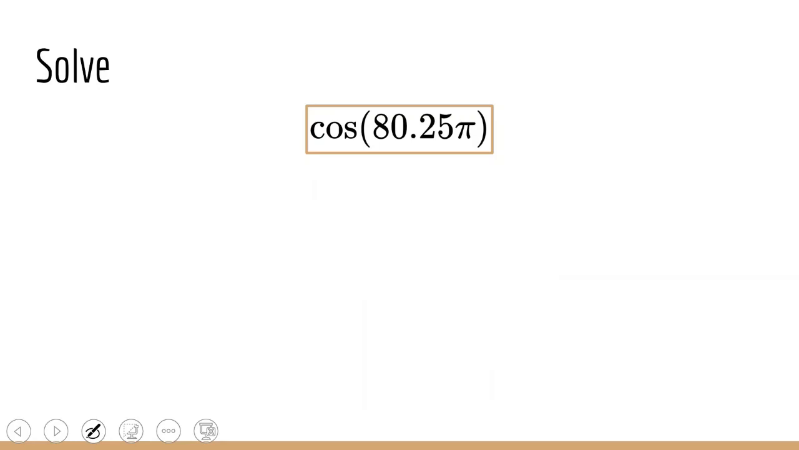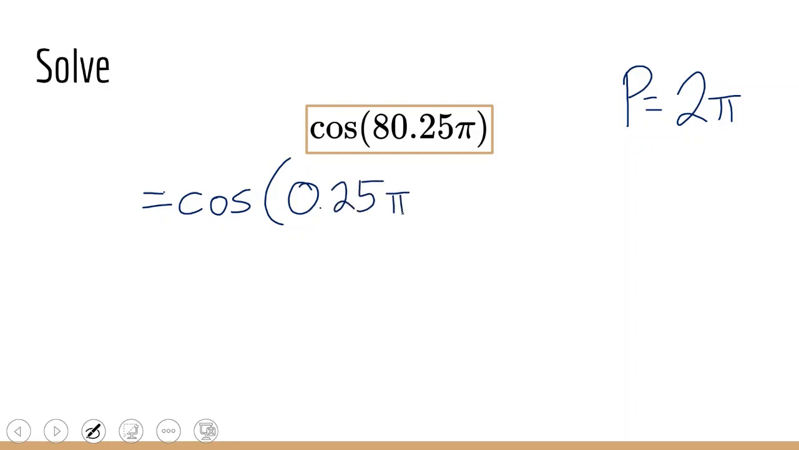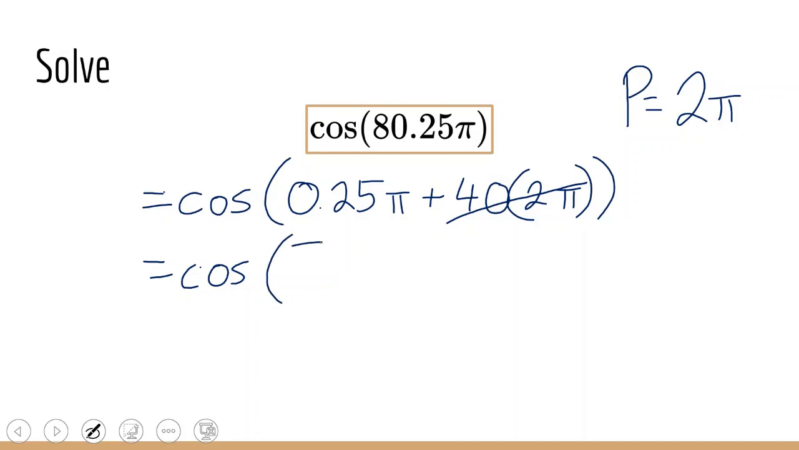So using this knowledge, let's go ahead and solve this example. Cosine of 80.25 pi. Firstly, we know that the period of cosine is 2 pi. So let's try and pull out 2 pi from this 80.25, since this number is quite big. So we can go to cosine, and I'm going to pull out the 0.25 pi and pull out the rest, which is just 40 times 2 pi. So 2 pi and any multiple of that, I can just cross out since cosine is periodic. So in fact, this value is just the same as 0.25 pi, which is pi over 4.